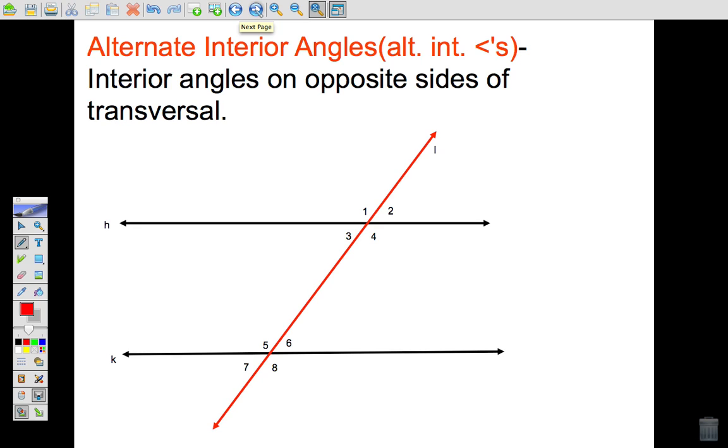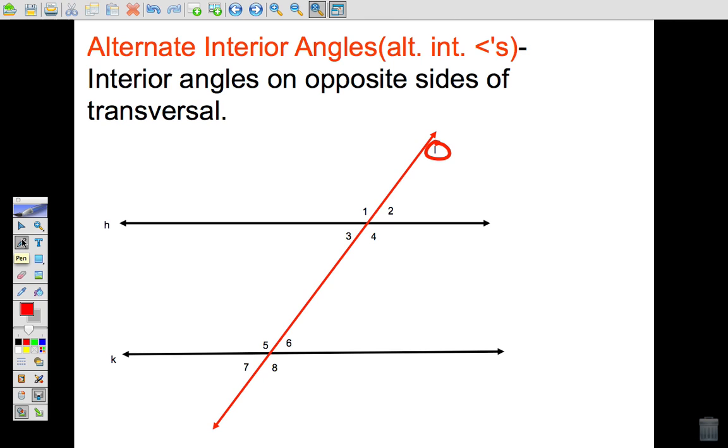We have what we call alternate interior angles, abbreviated as I have it there in parentheses. Now, it's the interior angles on opposite sides of a transversal. Now, first of all, identify the transversal here. It's line L. It's the red line. That's the transversal. My transversal crosses two other lines. Now, those two other lines might be parallel. It kind of looks like they're parallel. They may not be parallel. It doesn't matter right now.